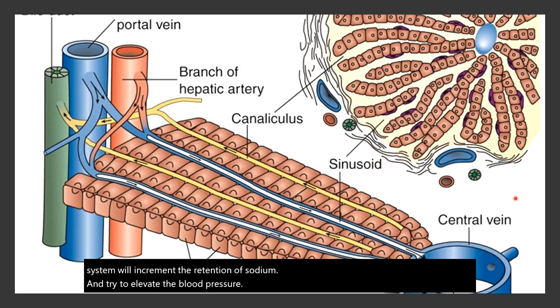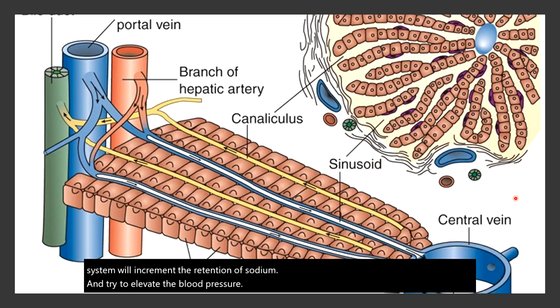A sinusoid in the liver is going to be disposed in different lobes. So each lobe of the liver will consist of rows of hepatocytes that will have canaliculi where the bile will circulate. Also, between each row of hepatocytes we're going to have sinusoids.